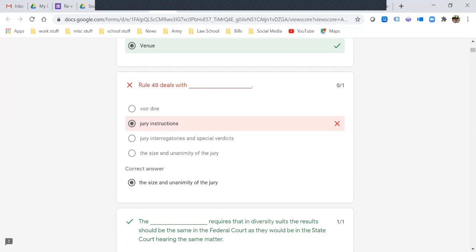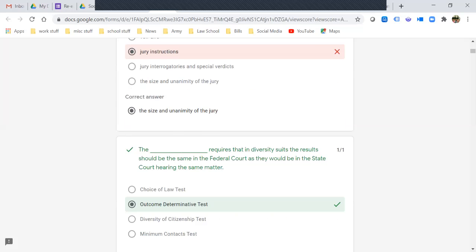Okay, second question, Rule 48. Rule 48 refers to the size and unanimity of the jury. So Rule 48 is the size and the unanimity of the jury.